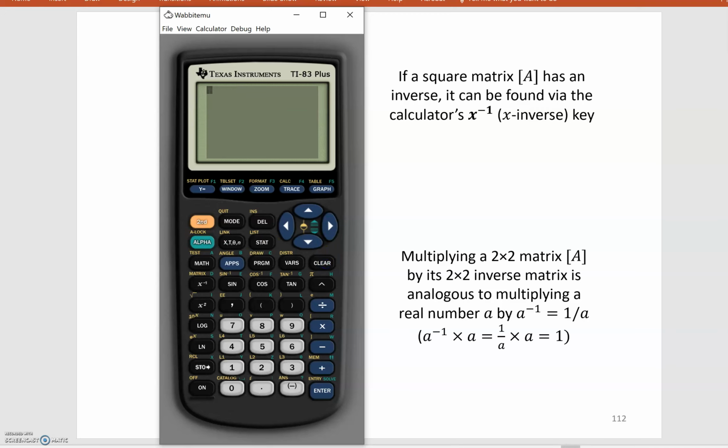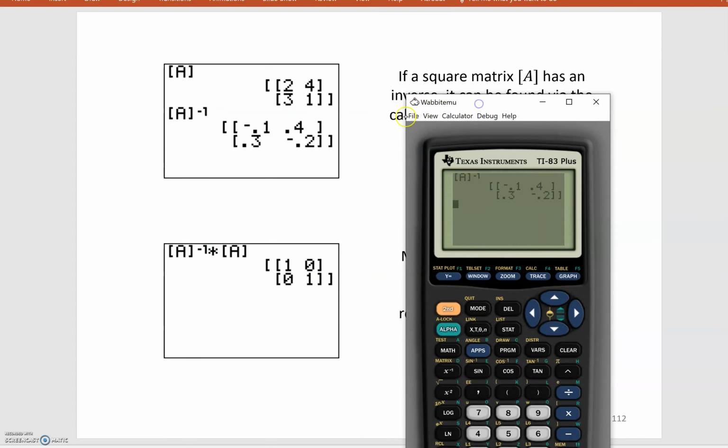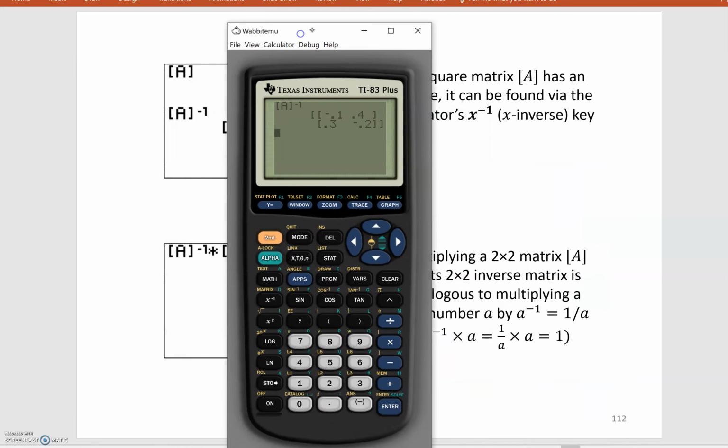Actually, let me do that whole thing again. I go to matrix, call up the matrix I'm interested in, hit the inverse button, and that's it. Then we just hit enter, and that is the inverse matrix. So the inverse matrix is right here, -0.1, 0.4, 0.3, and -0.2. So what should happen when I multiply matrix A times matrix A's inverse is I should get the identity, and I do.